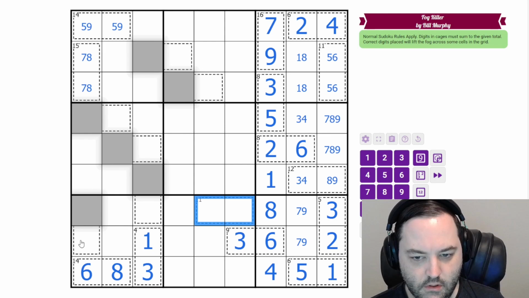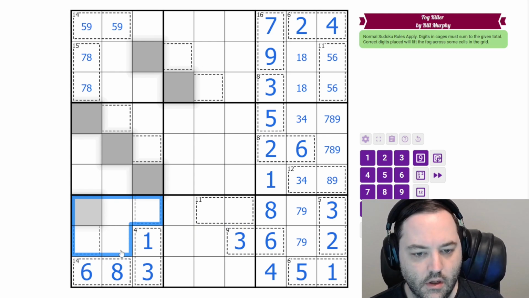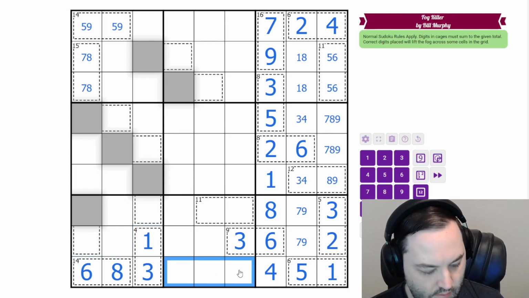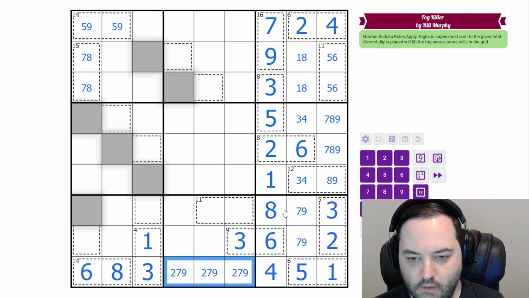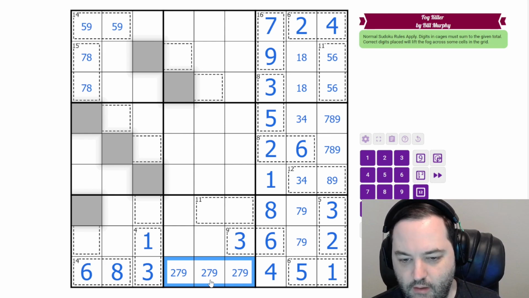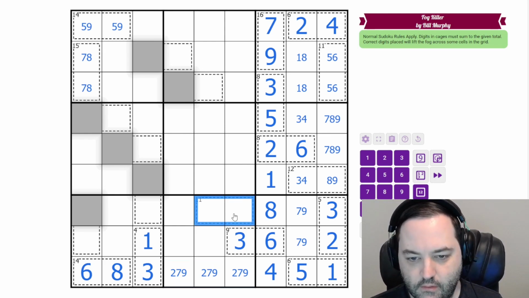All right, let's look. What do we have left here? 2, 4, 5, 7, and 9. Is that interesting? Well, let's start down here then. 2, 7, 9 in these cells. Okay, so that is helpful. So it couldn't be 3-8, but now it also can't be 2-9 or 4-7. So it is 5-6.